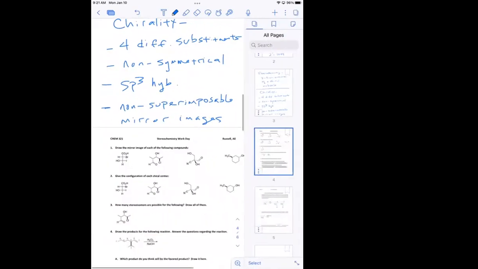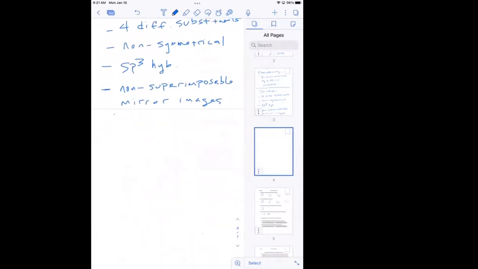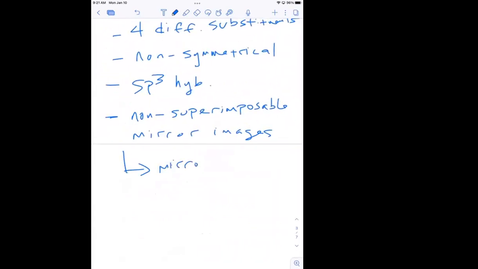So those mirror images we call enantiomers. So the mirror image, we call it an enantiomer. Right? By default, let me say this, even though we haven't defined configuration yet, by default, enantiomers have the opposite configuration because they're mirror images.